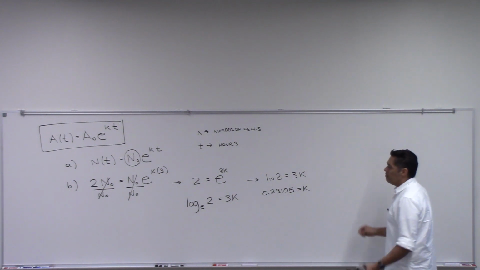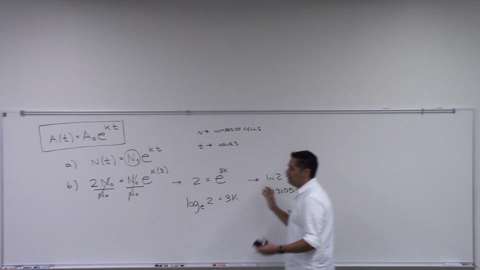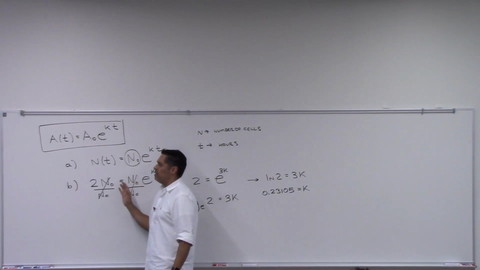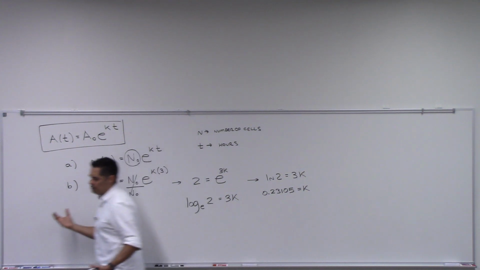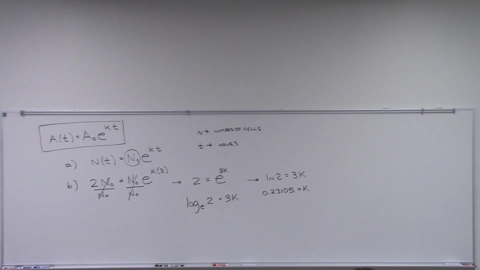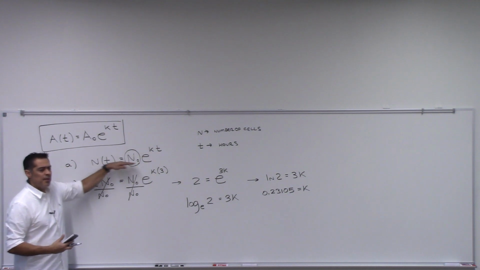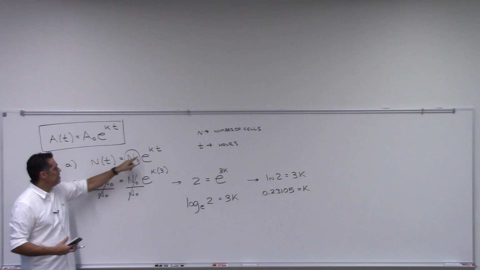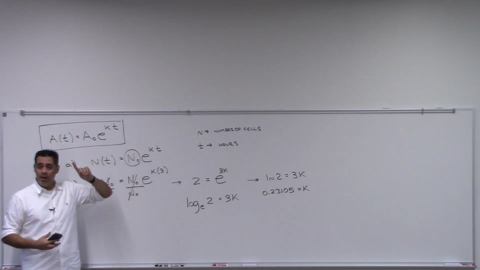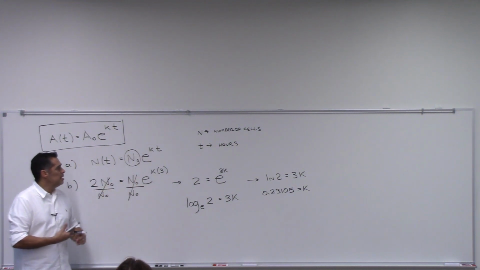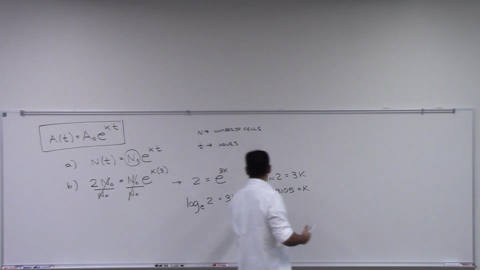So now what they said is if this bacteria doubles in 3 hours, find the growth function, right? Remember, we knew in part A this was the function, but we didn't know what the starting amount was, did we? And we didn't know what k was, but now we know what k is. So I'm going to answer this question.